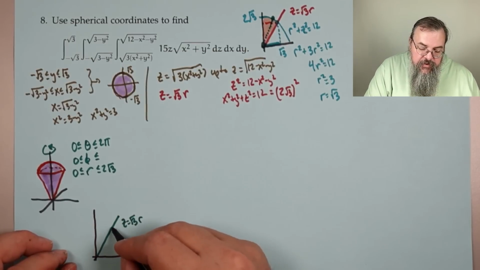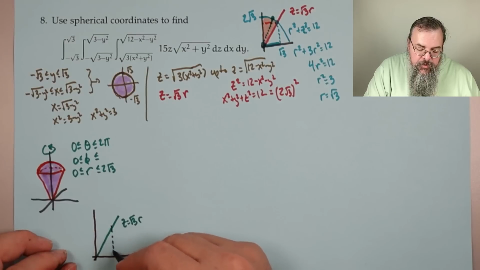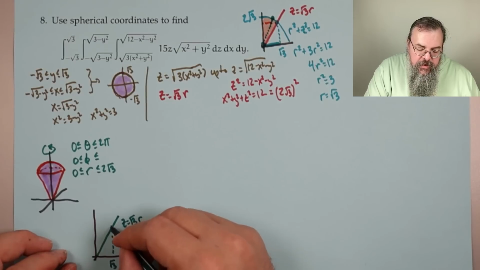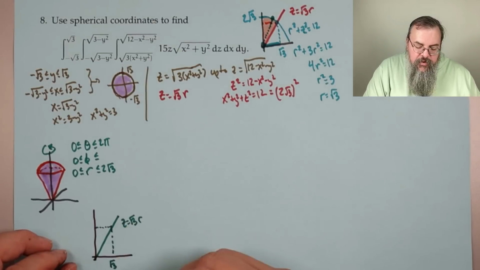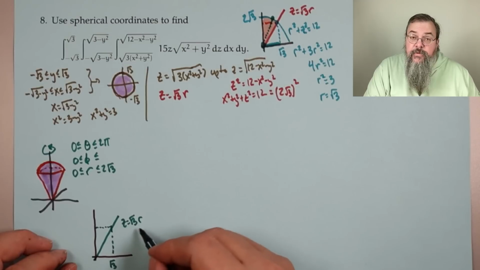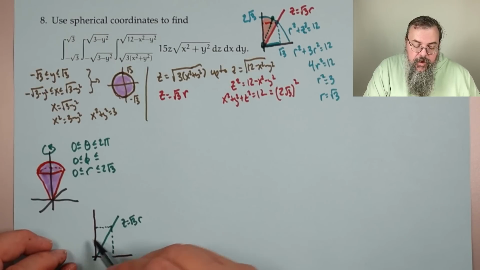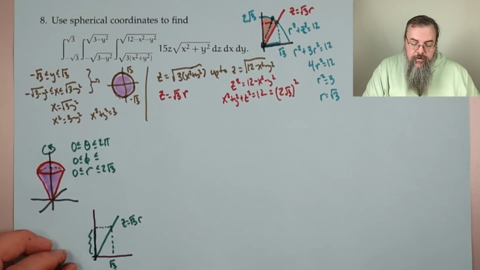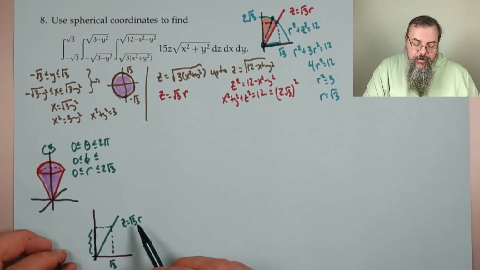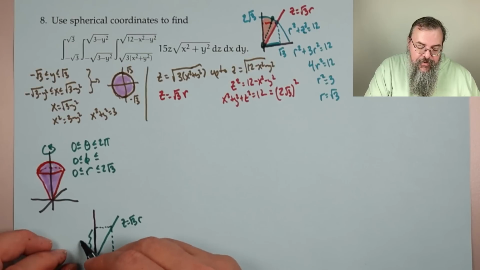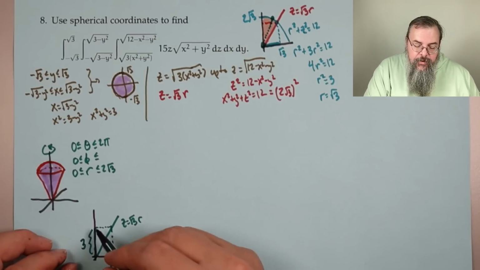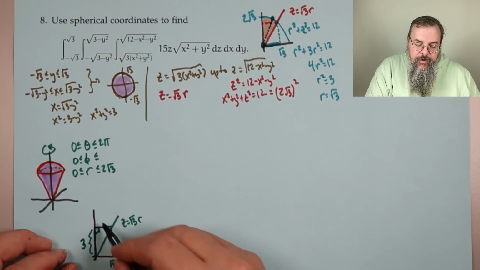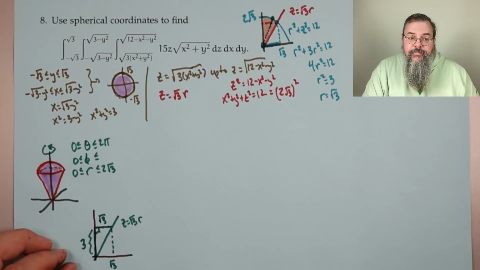And we've made some notes here. So we said we go out to root 3. And now let's see if we can't mark some things. So if z equals root 3r, what is this length here? Well, if r is root 3, then root 3 times root 3 gives us 3. And now, what is this length? Well, that's r. That's root 3.